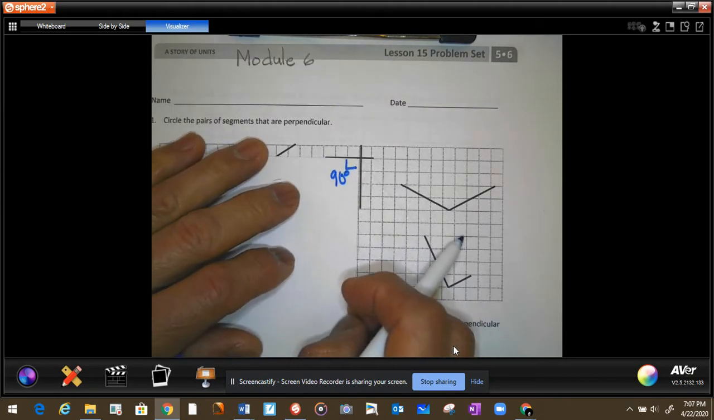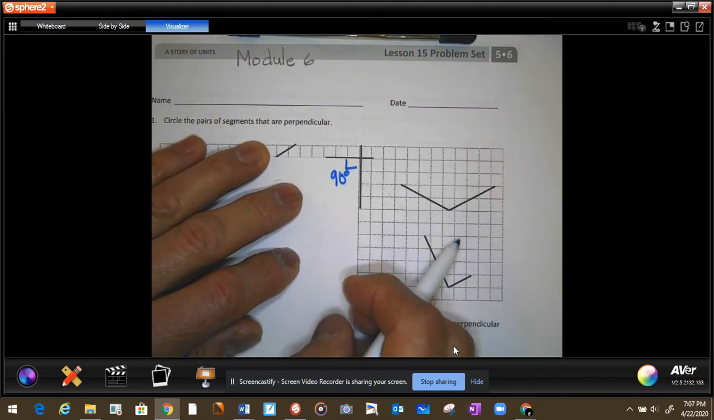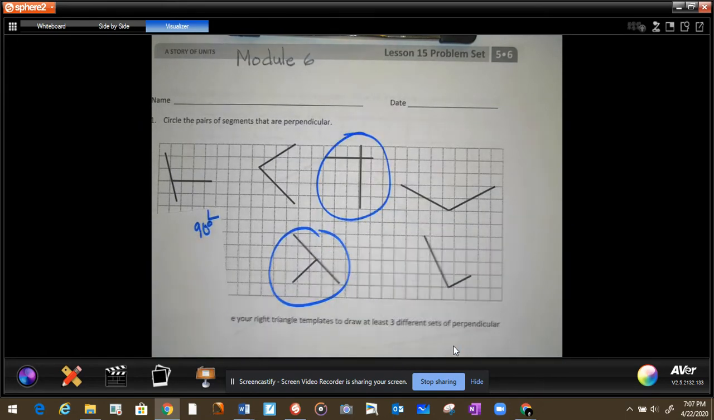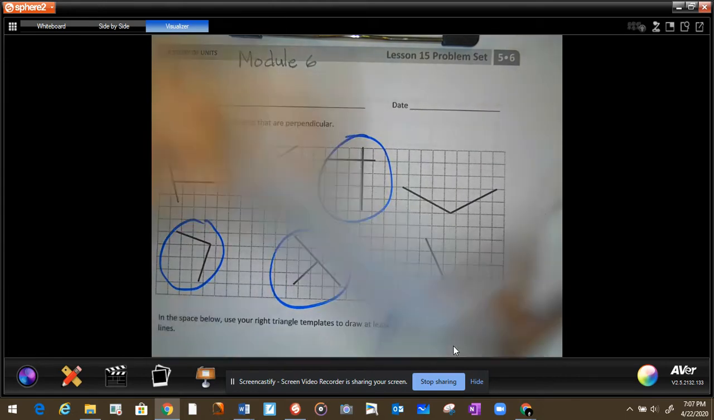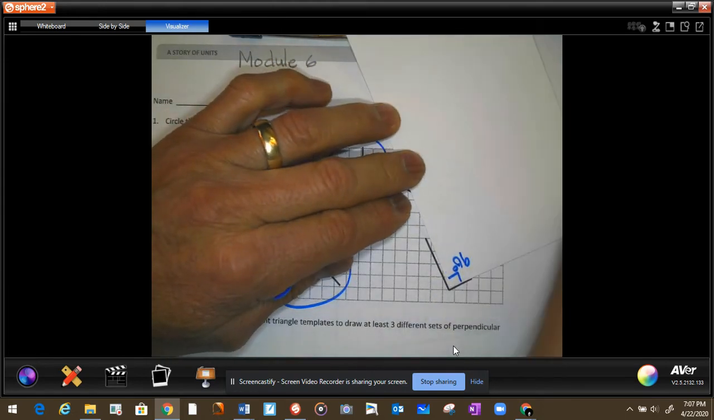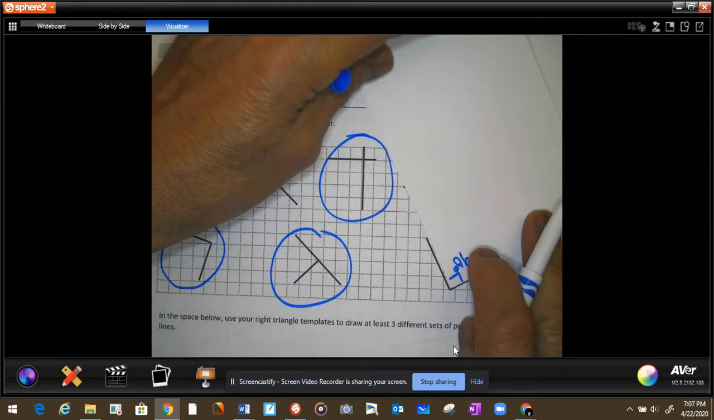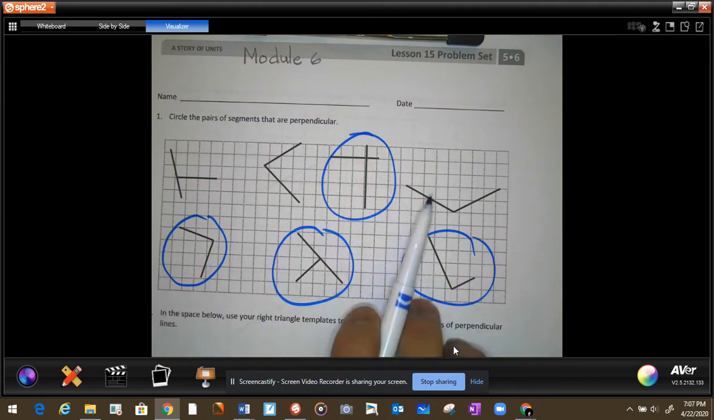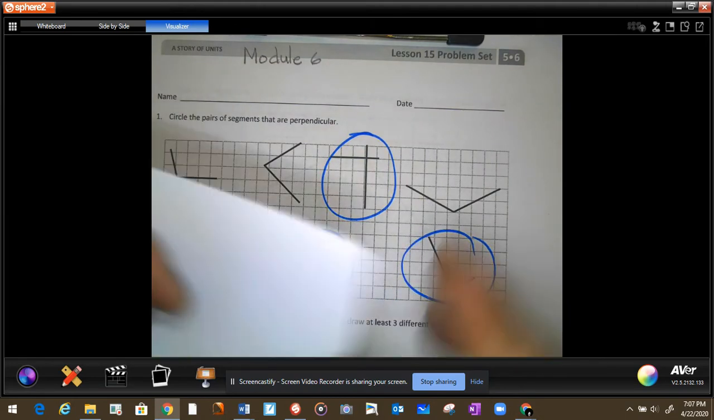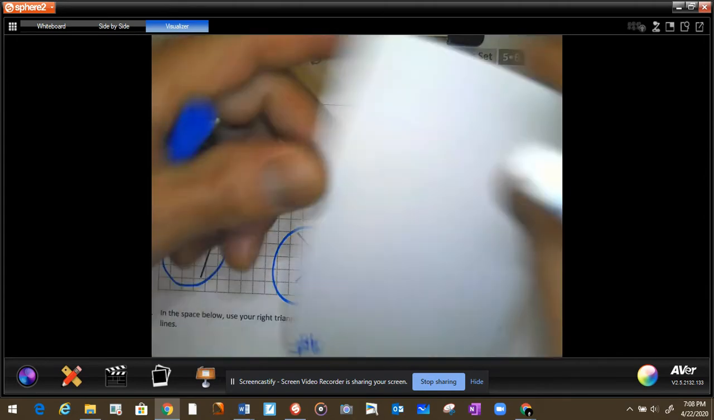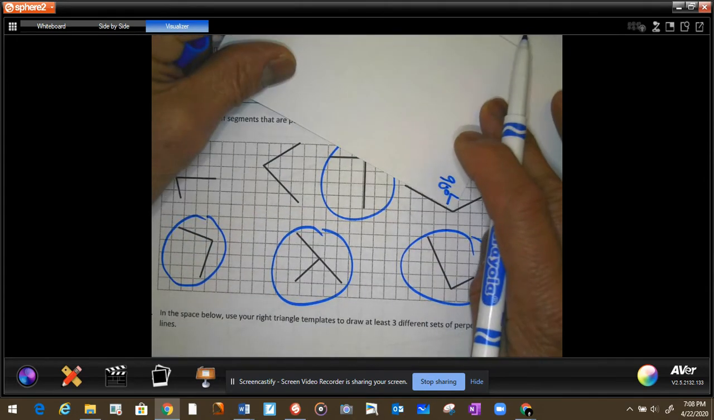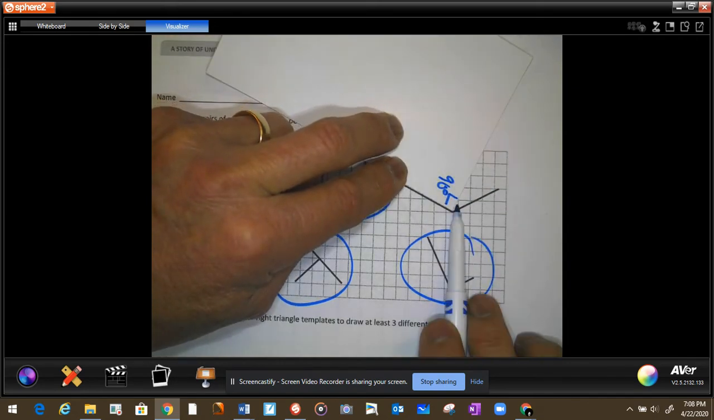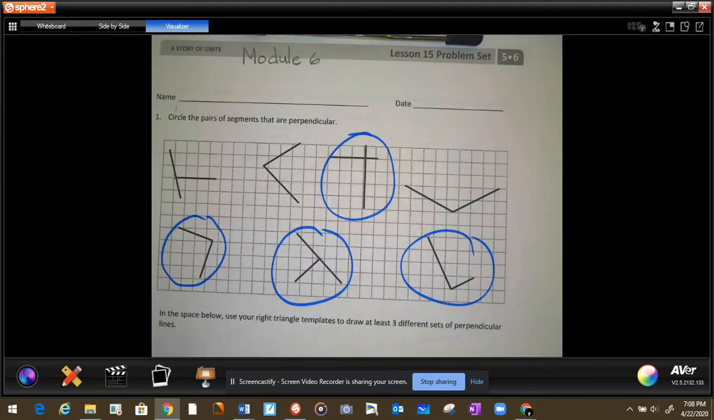How about this one here? Look at it, looks like a post, a signpost. This is 90 degrees. So this is a perpendicular line. And we have two more. This one, let's see, does it fit exactly a 90-degree angle shape? Yes, it does. So this is a perpendicular line. That one, you can see it, but let's test it out. It should be a 90-degree angle. So if I place my index card against one side, the other side should be 90, right? But it's not, it's more than 90. So we're not going to circle that one.